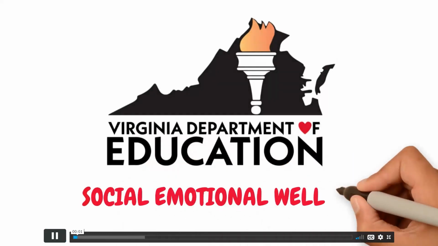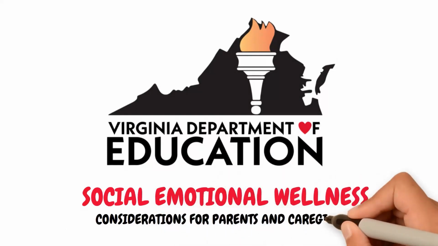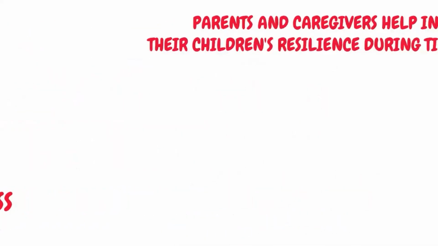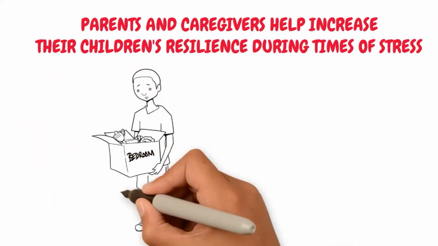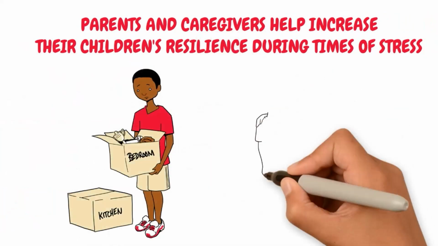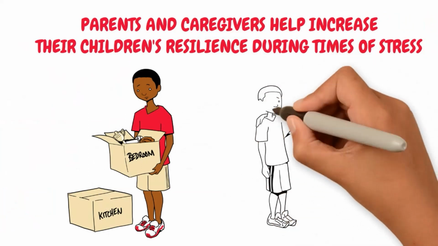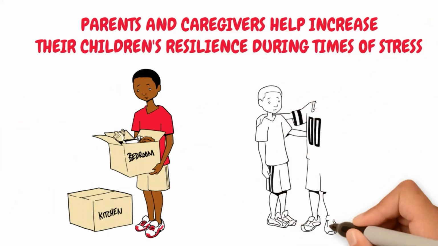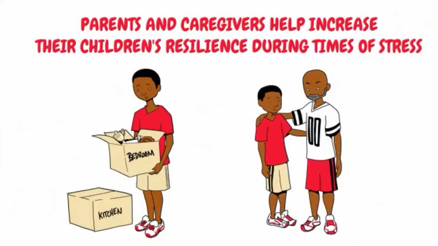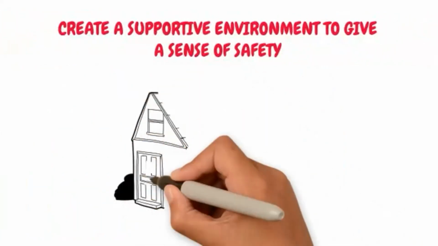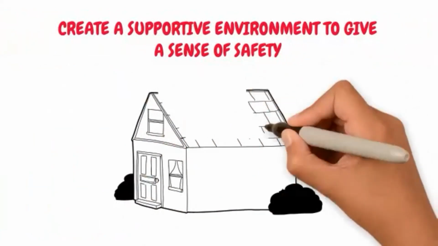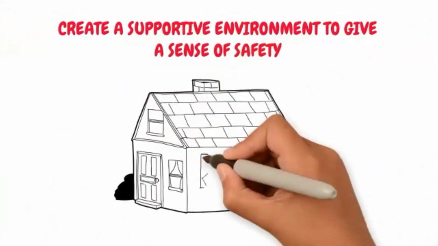Social emotional wellness. Considerations for parents and caregivers. Parents and caregivers can play a significant role in increasing their children's resilience during times of stress. They are in the best position to provide key supports that can foster their children's ability to bounce back after a crisis. Creating a supportive environment is one of the keys to providing a sense of physical and emotional safety.